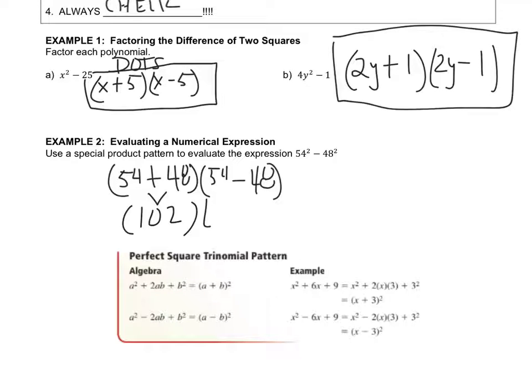54 minus 48 is 6. And then when I multiply those two together, I get 612. You can check that on a calculator. And again, we would normally use a calculator for this, but it goes to show you that we could still do it as long as it's a difference of two perfect squares. That would help us solve that a little more instantly if we didn't have access to a computer.